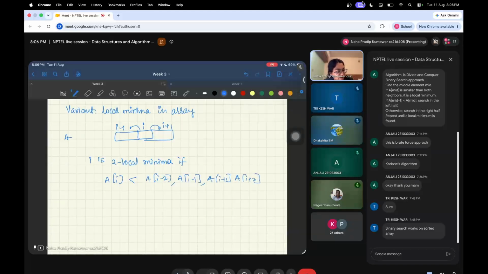So instead of looking at the immediate two neighbors, we're also looking at neighbors one more step behind or ahead. So you look at 2 cells to the left and 2 cells to the right, and this should be the minimum element. And for the sake of simplicity, assume that all the values are distinct. So how will you do this?